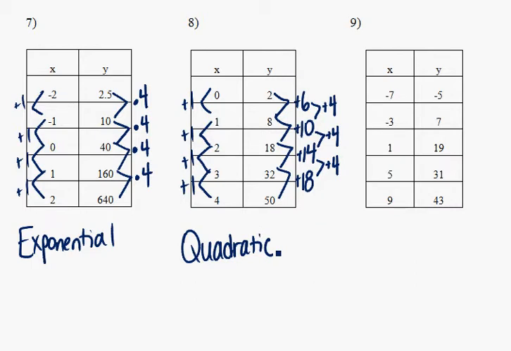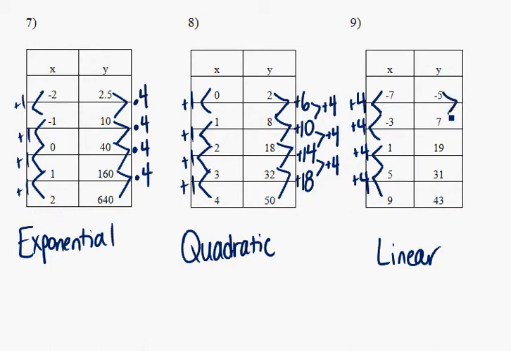So by process of elimination, I can tell that number 9 is going to be a linear function, but let's see if we can figure out why. This time my inputs aren't just going up by 1. It looks like my inputs are going up by 4 each time. Now let's look at what's happening to my outputs.